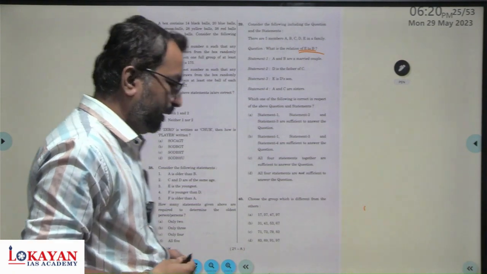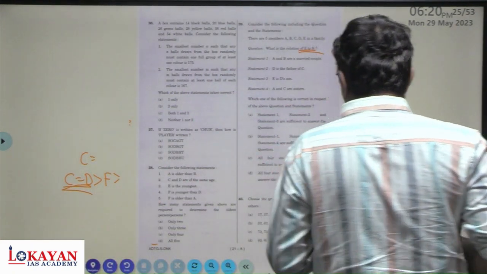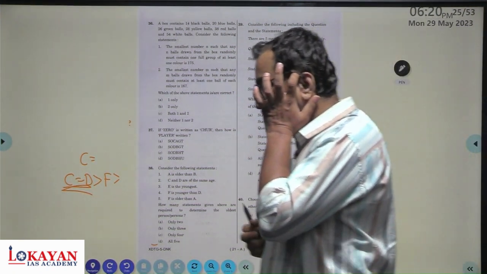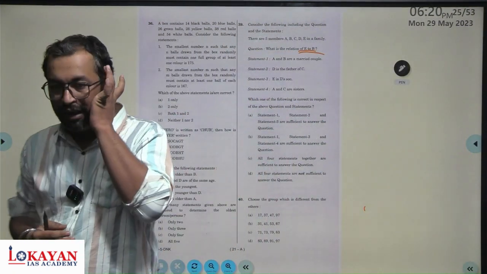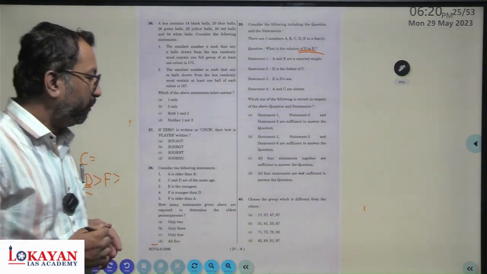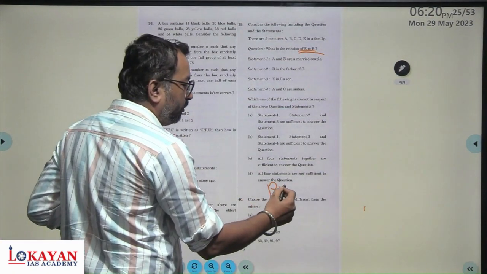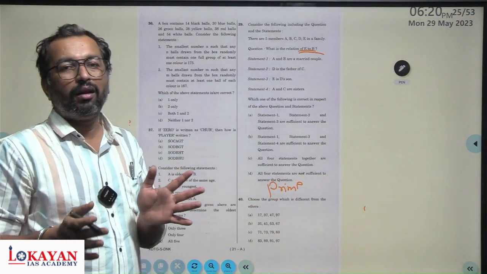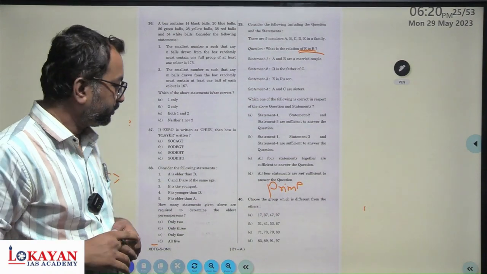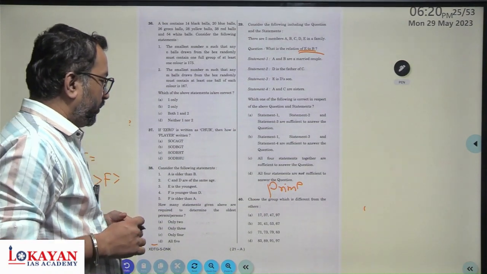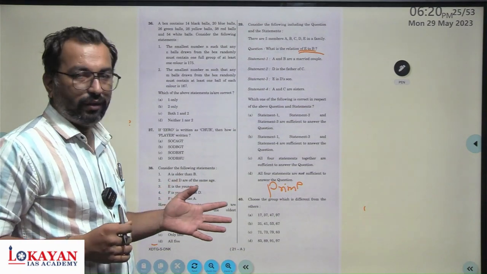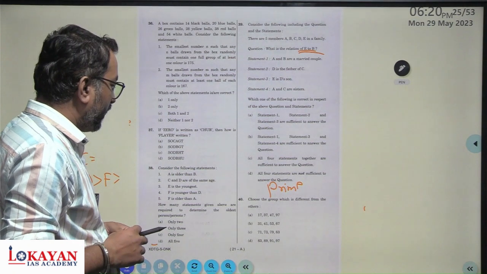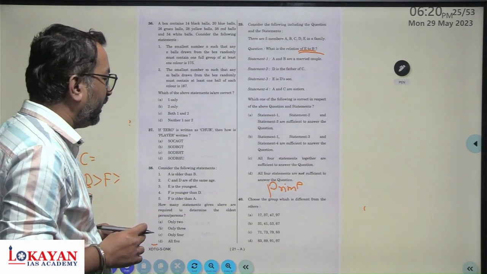Question 40. Easy question. Choose the group which is different from the others. 17, 37, 47, 97. First thing that must click in your mind is that these numbers are prime numbers. Because we must know the prime numbers at least between 1 to 100. 31, 41, 53, 67. Again, prime numbers. 71, 73, 79, 83 prime numbers, 83, 89, 91, 97.